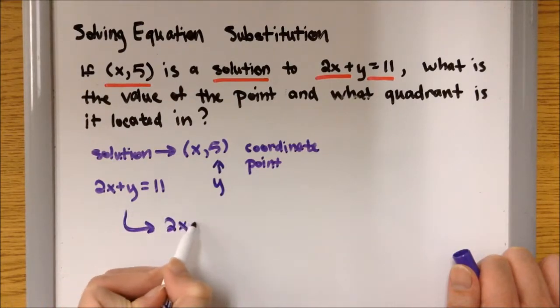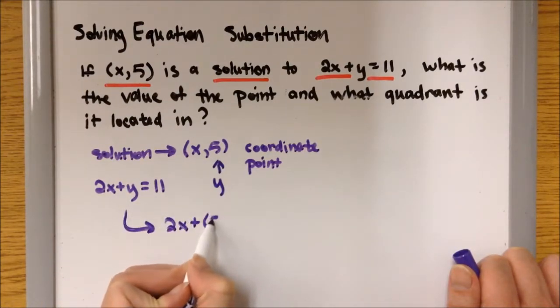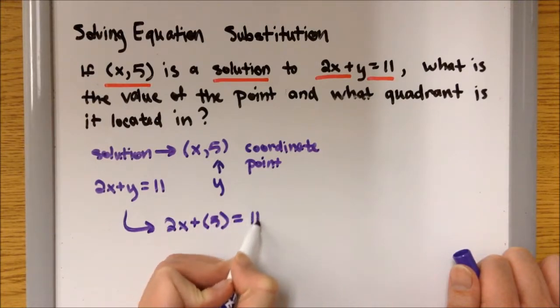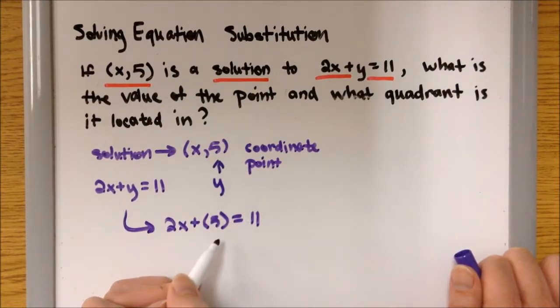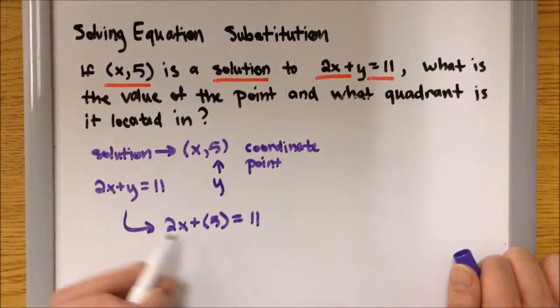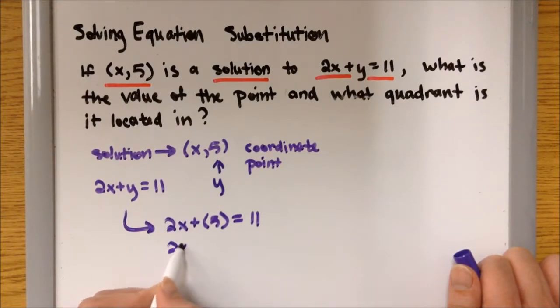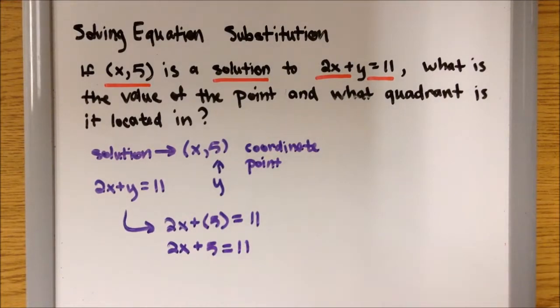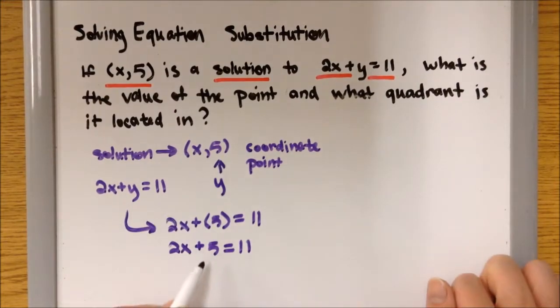So it's going to be 2x plus (5) equals 11. I'll put parentheses when we're substituting, because if we have a negative, sometimes that helps out a lot. Now I'll rewrite it without parentheses: 2x + 5 = 11. We're trying to solve for x because that's the only unknown variable here. To get 2x by itself, I have to do the opposite of plus 5, so I'm going to do minus 5.